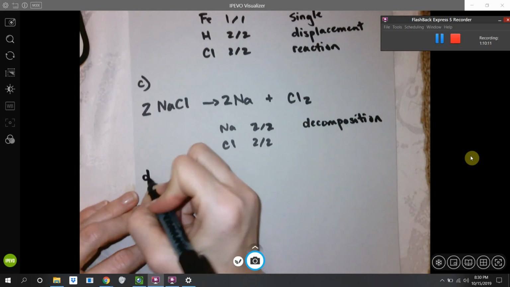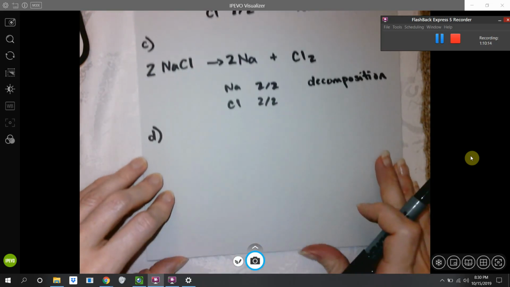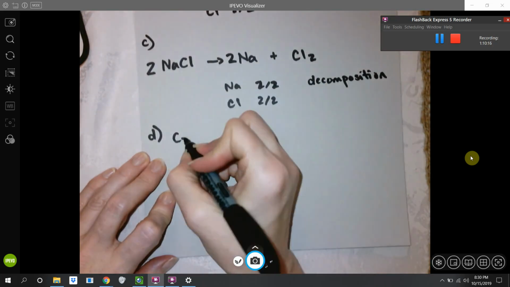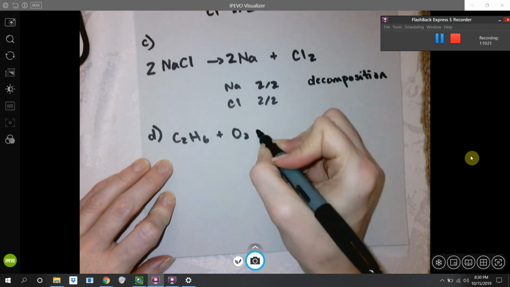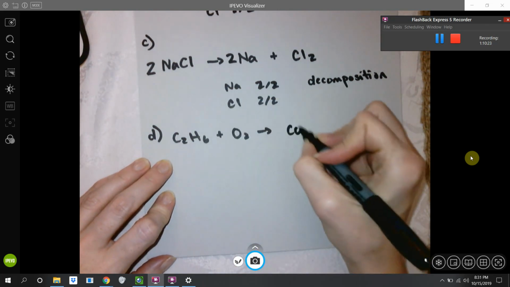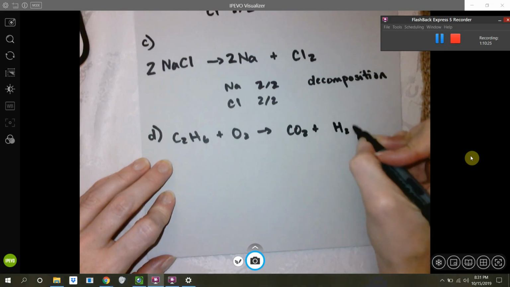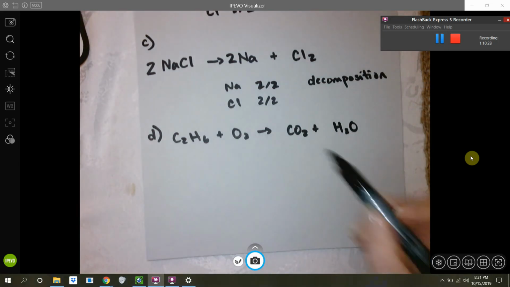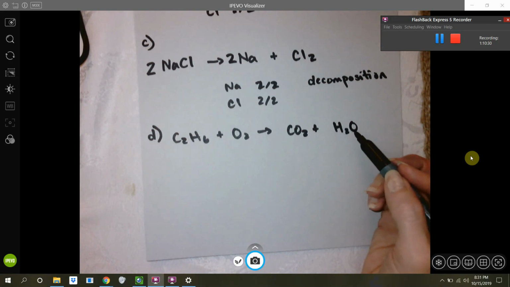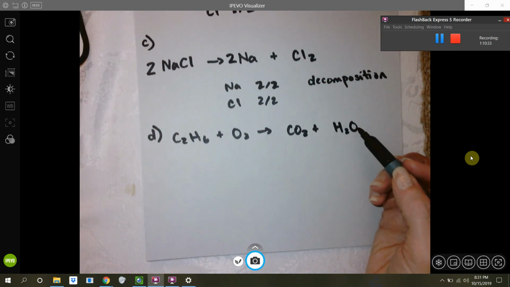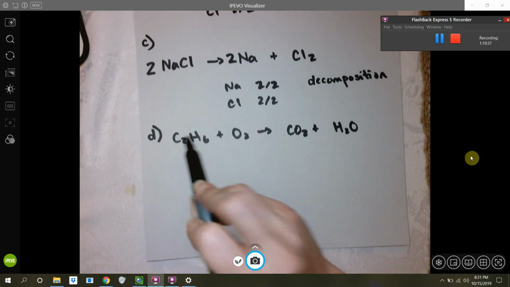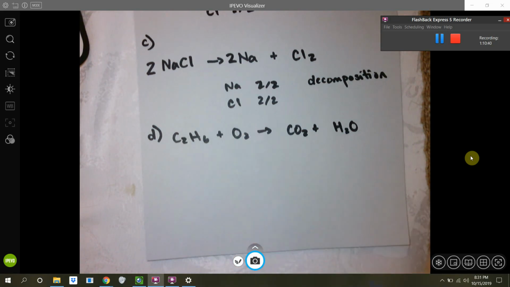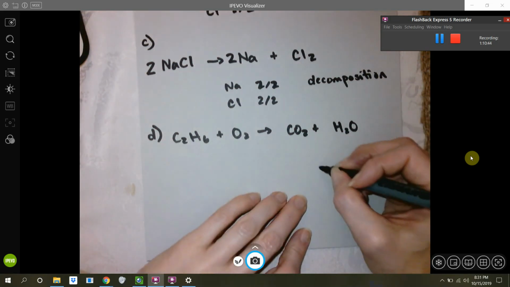D. C2H6 plus O2 gives us CO2 and H2O. So when we see CO2 and H2O as our products, that should immediately signal this is a combustion reaction. Also, when we have a fuel with lots of C's and H's, and then it's mixing with oxygen, that's more evidence this is a combustion reaction. So I'll write combustion down here.